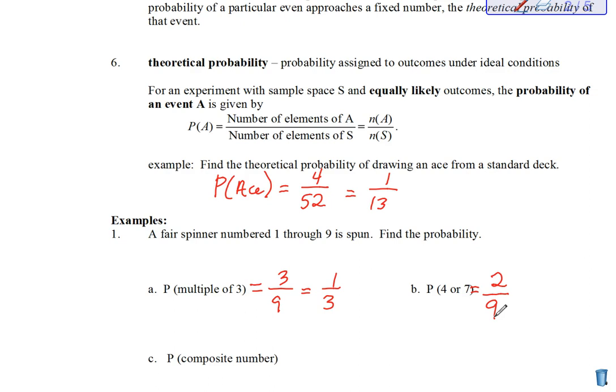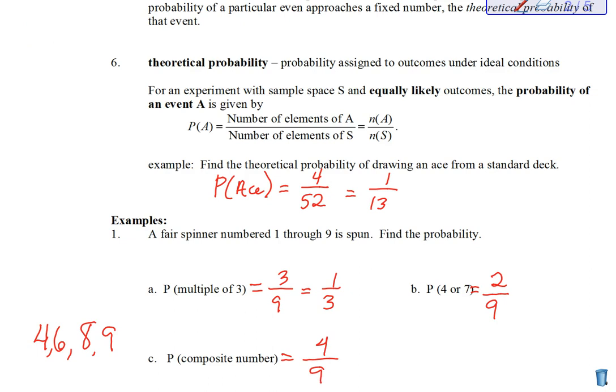Remember, in our number system we have prime and composite numbers. The number 1 is neither prime nor composite. 2 is prime, 3 is prime. 4 is composite, so I'll write that down. 4 would be a composite number. 5 is prime. 6 would be composite. 7 is prime, but 8 and 9 are both composite. And by composite, that means that they are divisible by a number other than 1 and themselves. And so composite numbers on that spinner is 4 outcomes out of 9 outcomes.